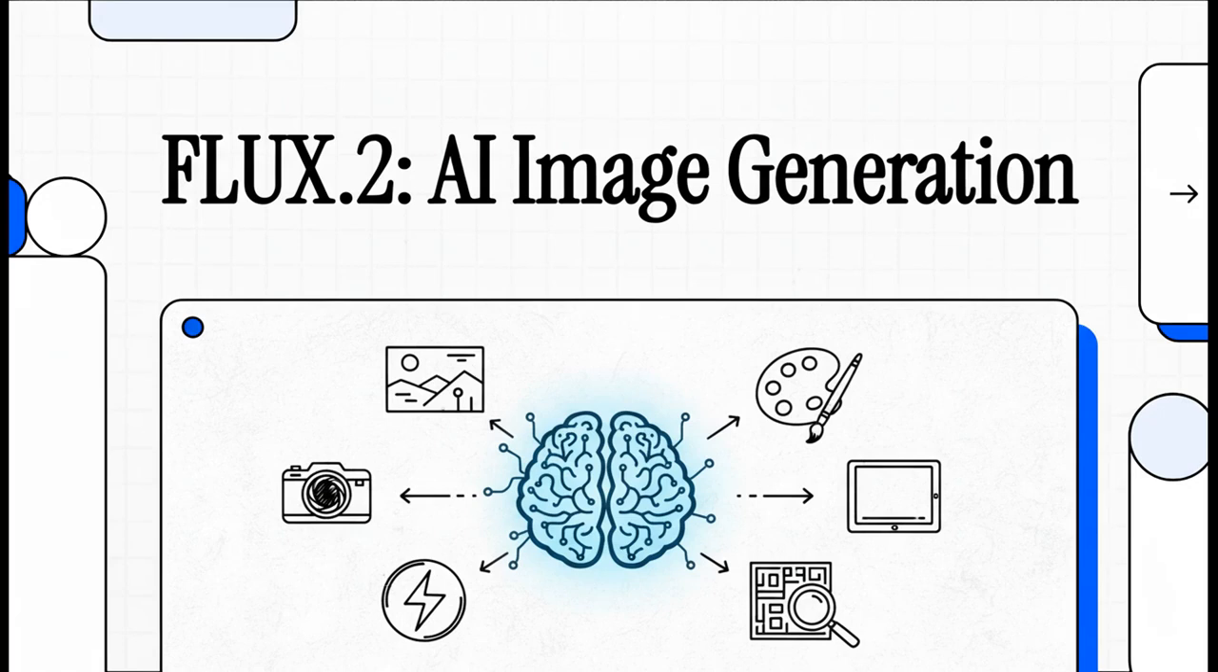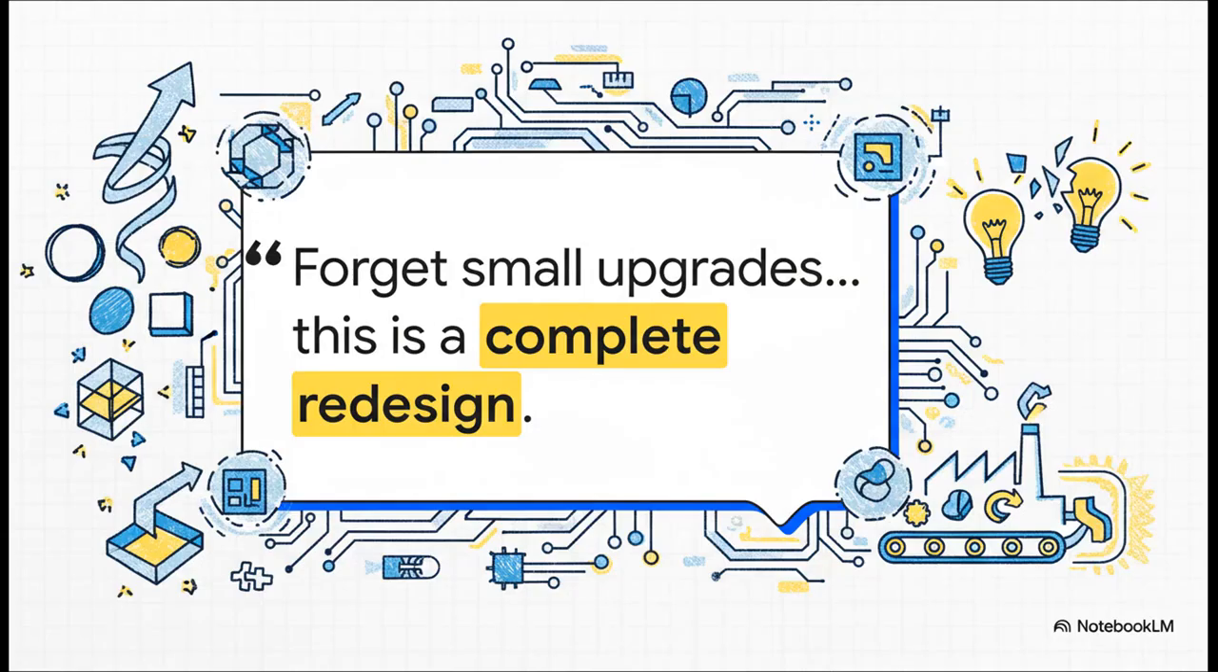Okay, so AI image generation just took a huge leap forward. And I'm not talking about a small incremental update here. We're talking about a total redesign from the ground up. It's a new system from Black Forest Labs called FLUX.2, and it's built specifically for professional creators, designers, and studios. And that's really the key here. FLUX.2 isn't just another version with a few tweaks.